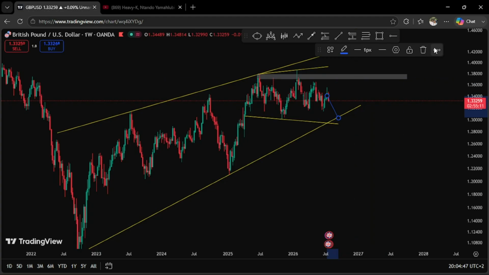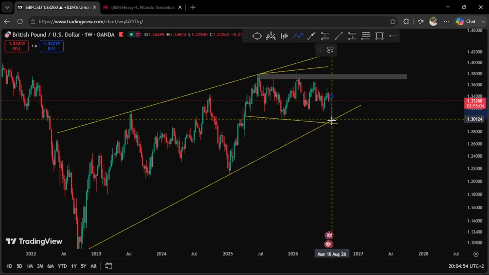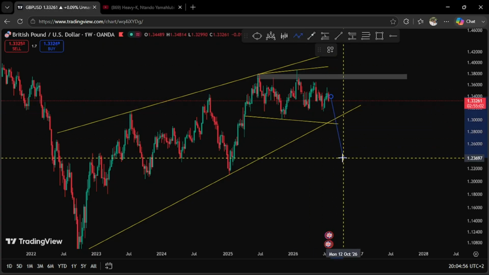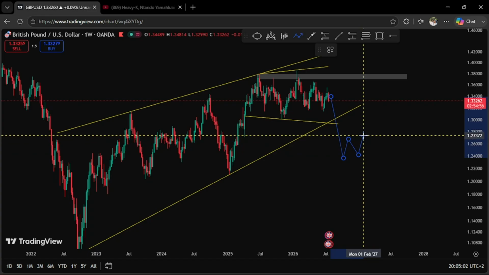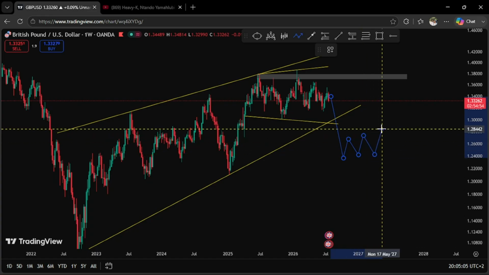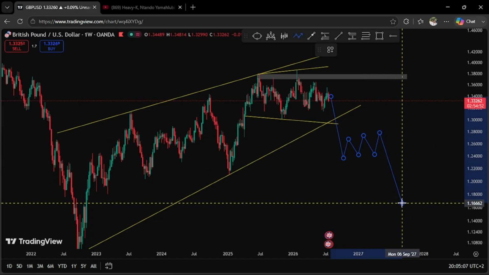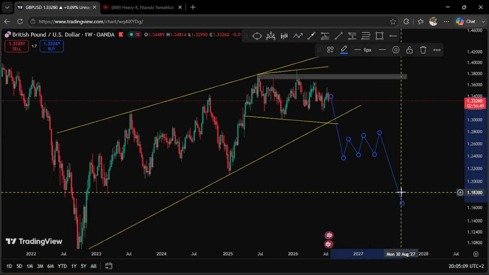If not, it will give me something like these impulsively, and I'm only going to look for moves that are going to be impulsive, and then give me my correction, something small, and then before it goes down, this is what I'm going to target. This is what I'm going to look for.